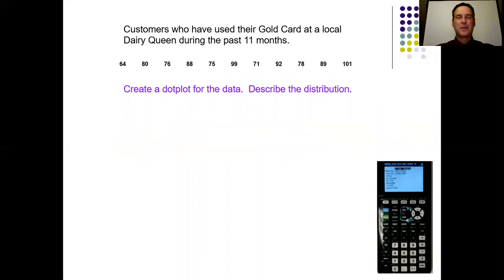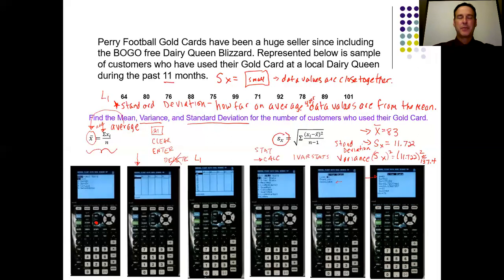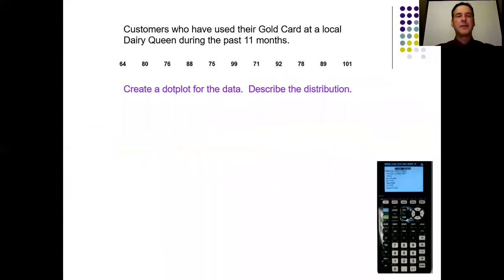Again, we have Dairy Queen participants here, and it's the same numbers that we had before. People who use their gold card, and it says create a dot plot. All right, and we've done dot plots.